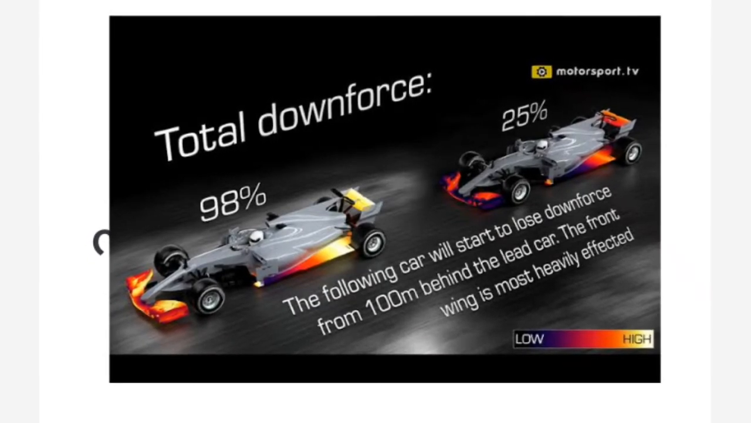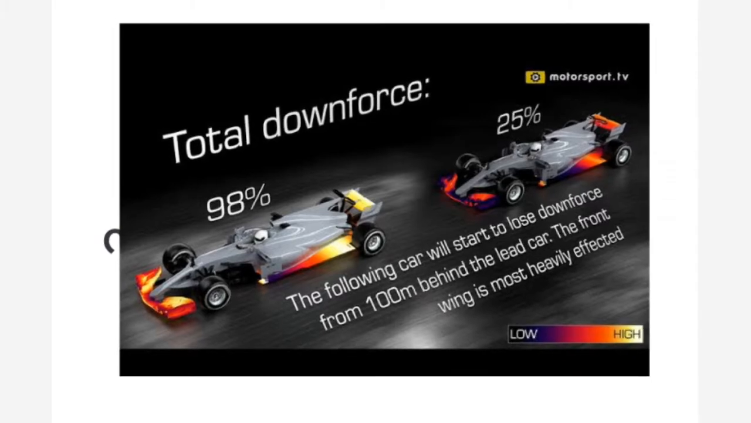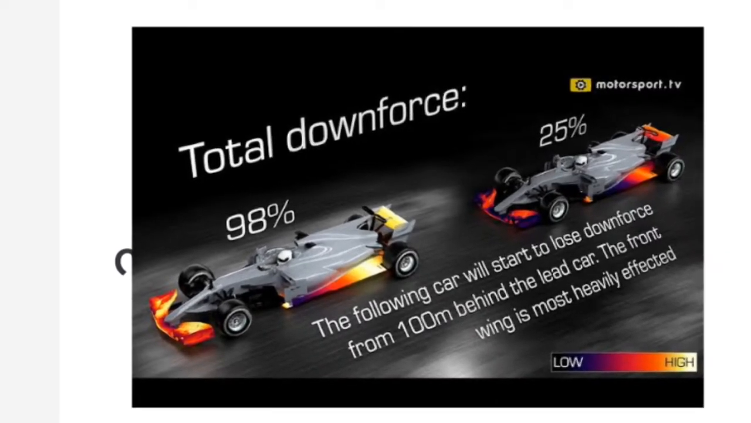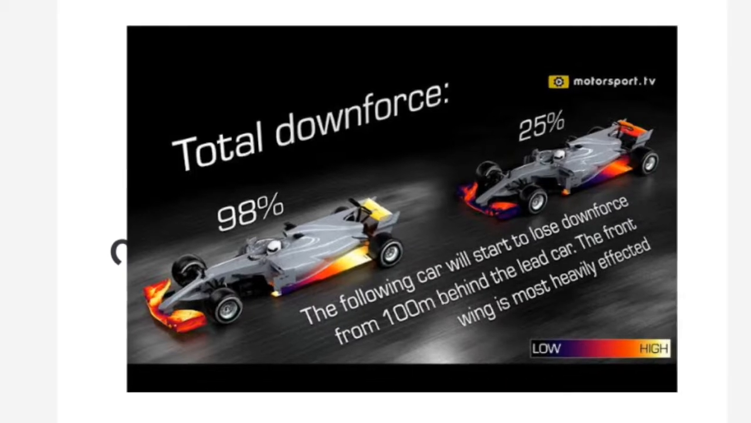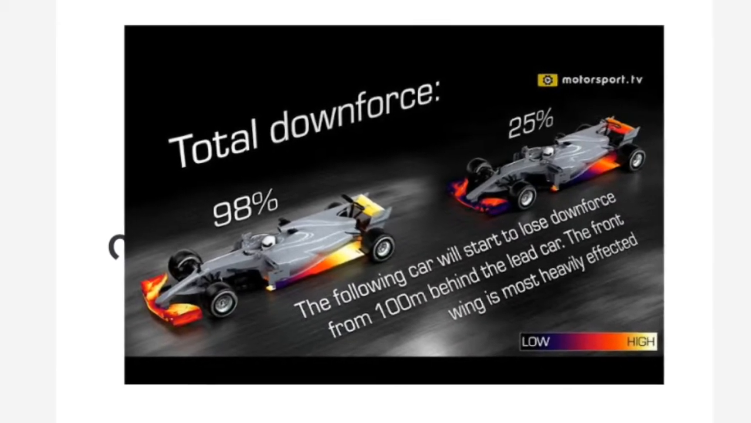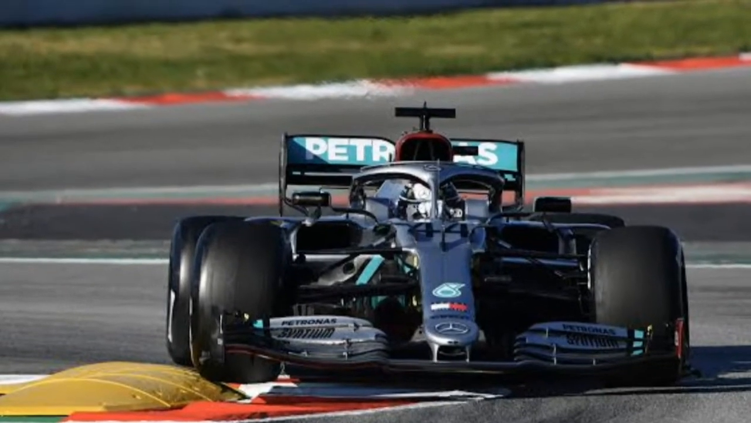The turbulent air made by the leading car will reduce the downforce of the car that is following, because the following car is only able to produce a downforce of 25%, so it will have less handling. Mainly the car is following by 100 meters. The front wing is the main part that is affected.